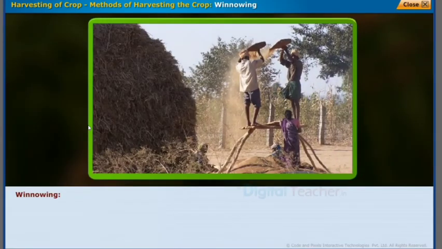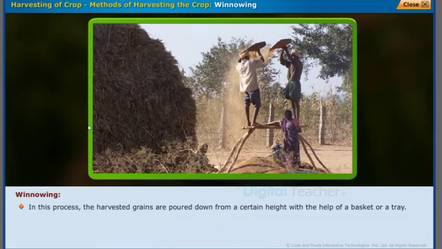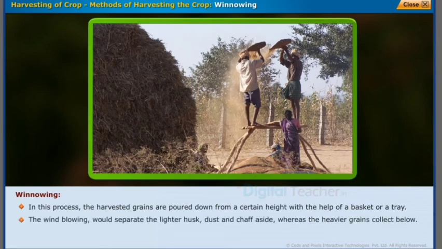Winnowing. In this process, the harvested grains are poured down from a certain height with the help of a basket or a tray. The wind blowing would separate the lighter husk, dust, and chaff aside, whereas the heavier grains collect below.